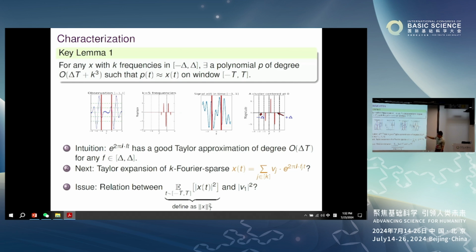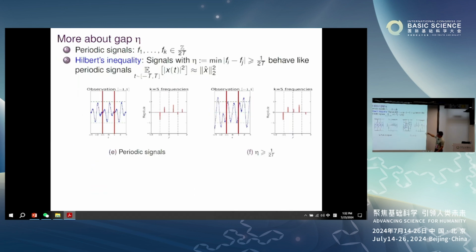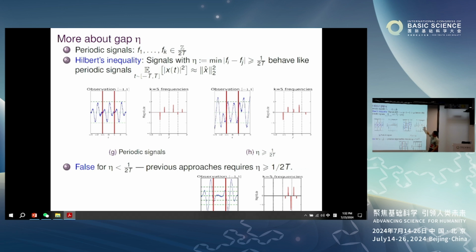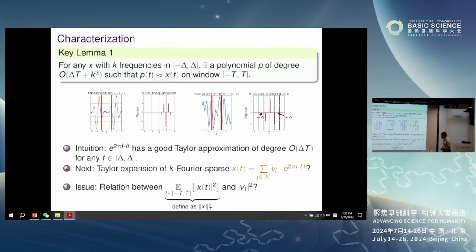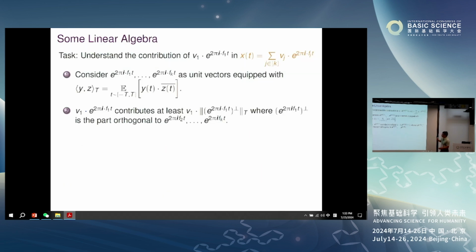Back to the previous slides, Hilbert's inequality gives us this relation when the frequency gap is greater than 1/2t, but we want to go beyond this. We want to go below 1/2t. So that's essentially what we want to do. I will give you a sketch. We will use linear algebraic tools to understand this part.